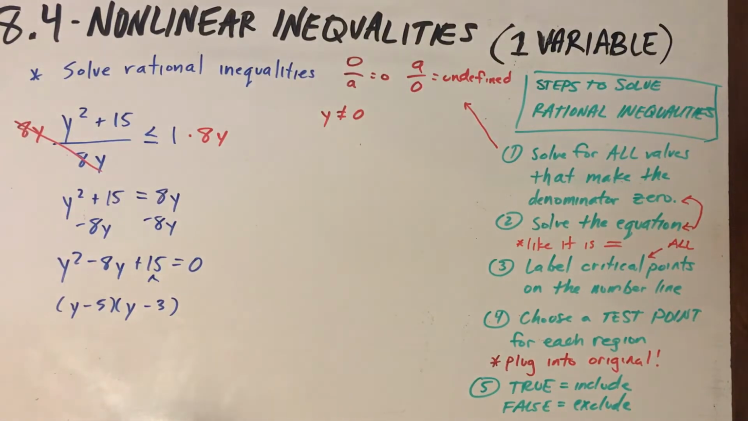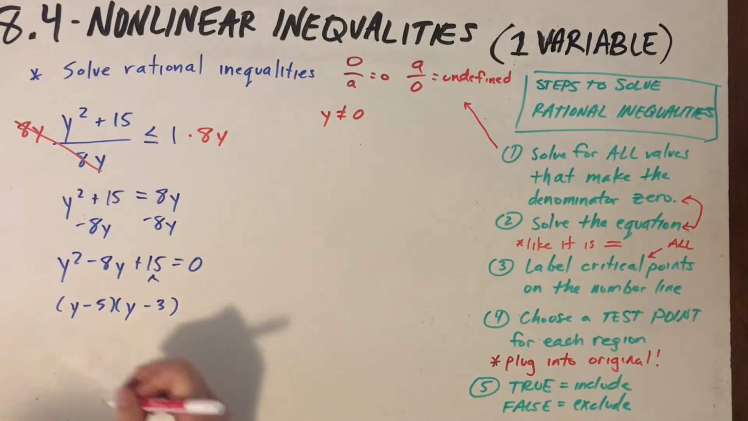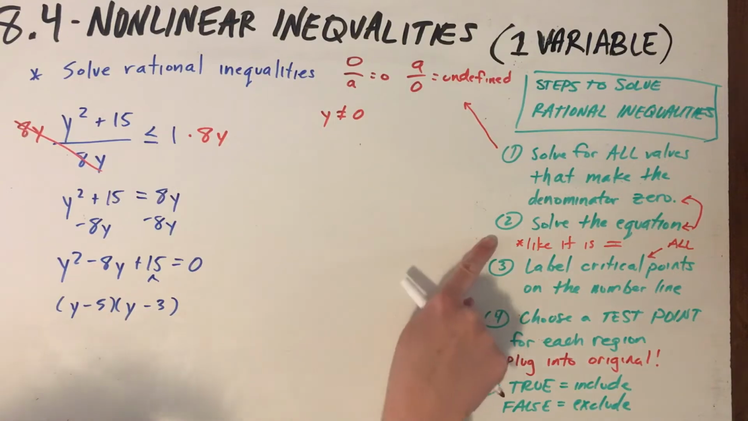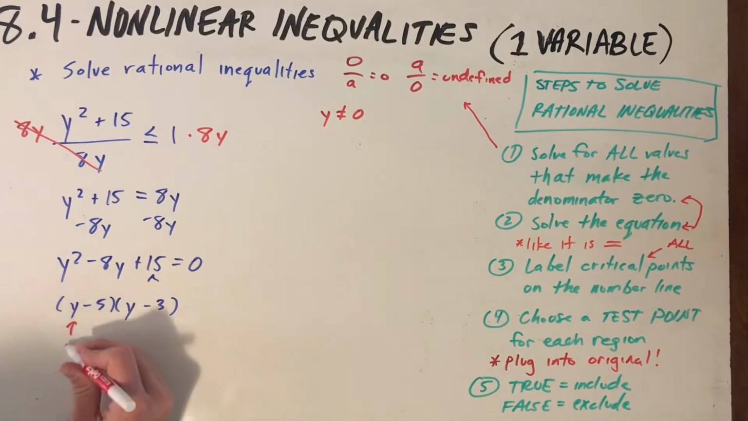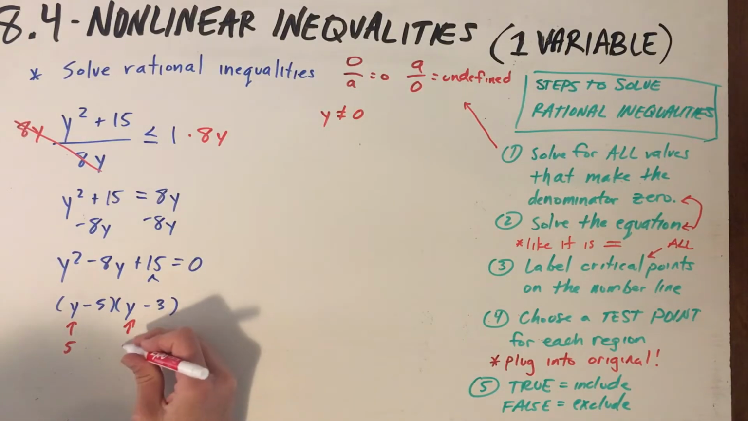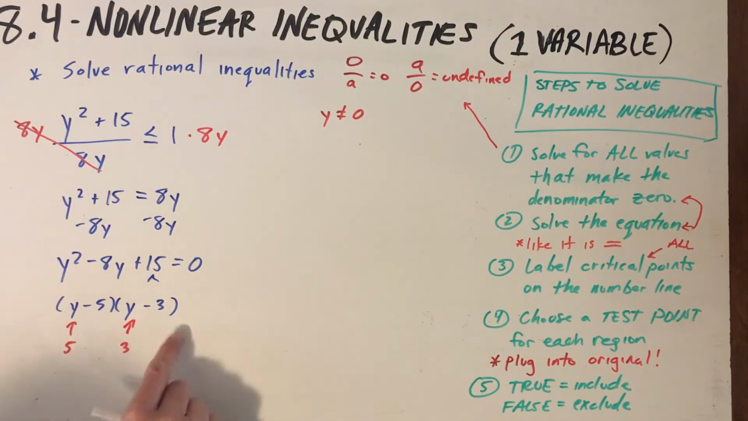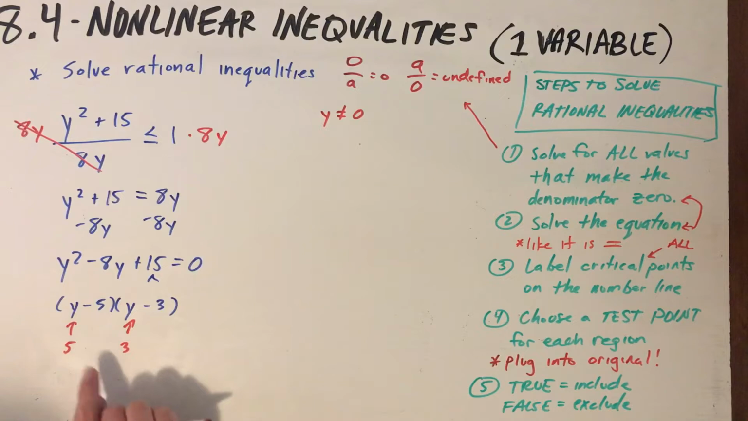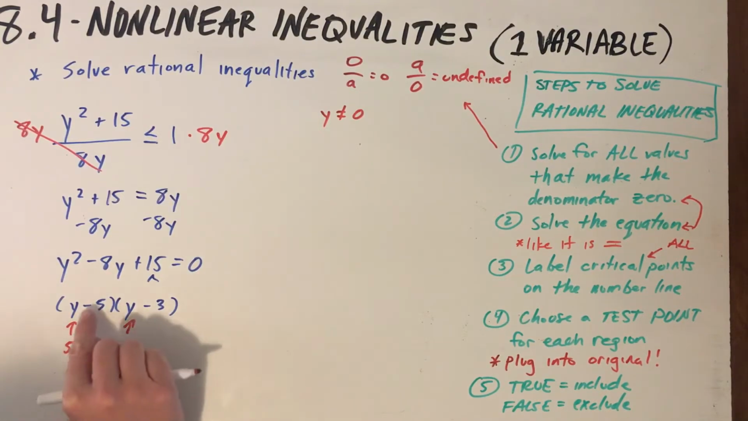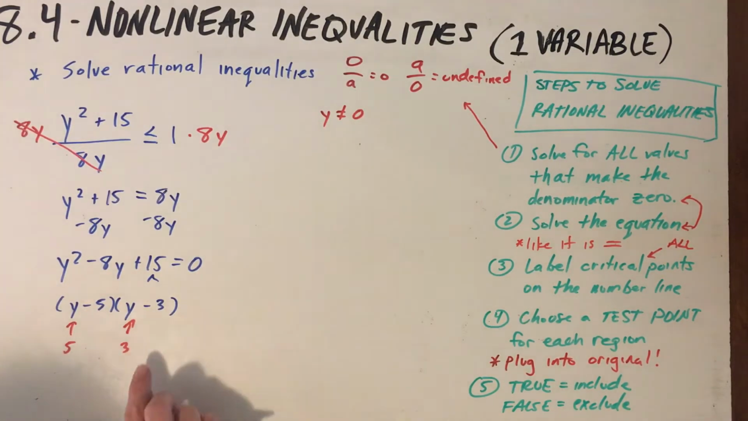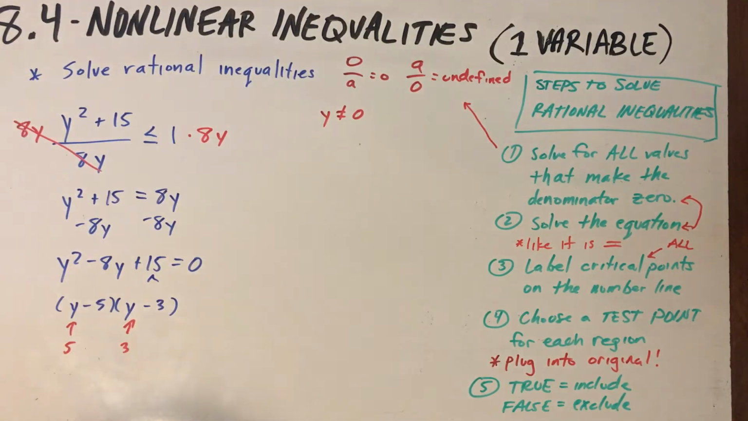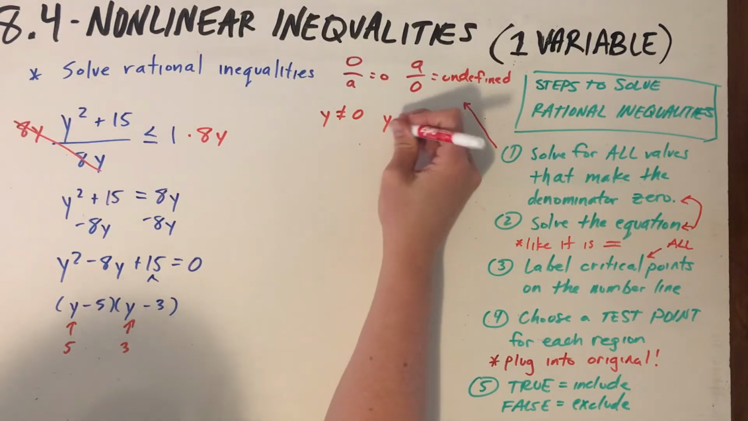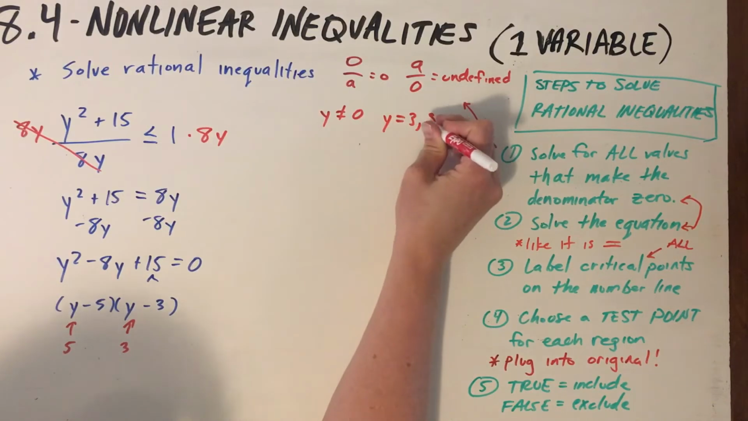So again, what we're looking for here are the solutions to this inequality. If I plugged in 5 right here, and I plugged in 3 right here, then these factors would each respectively be 0. So 5 minus 5 would make this factor 0, which would make the whole thing 0. And 3 minus 3 would make this factor 0, which would make the whole thing 0. So those are my other critical points. So y is equal to 3 and 5.